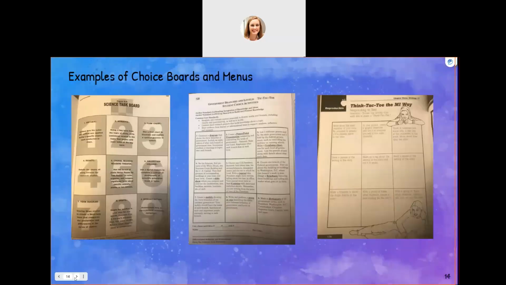So here are a few examples. In each square, there's a different activity related to the lesson or the unit objective. The first example is a science task board. The second one is government branches and levels, and the third one is using multiple intelligences to respond to a piece of text. You'll notice that they all look a little bit different. In the first example, they're giving you the product up front, so a student can look across there and say, okay, I like to do poetry, I like acrostics, maybe I'll pick number 2. Or they can look and say, well, I like working with graphs, so maybe I'll choose option 8.